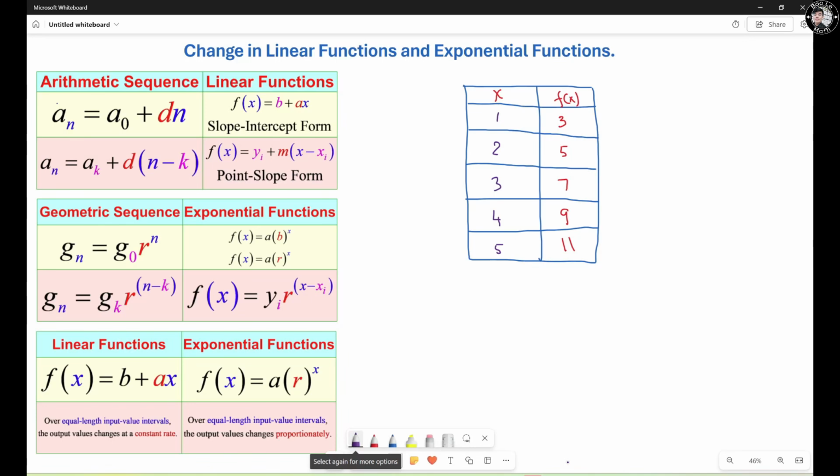Hello everyone, in this video we're going to explore topic 2.2, change in linear functions and exponential functions, of AP Precalculus. First we're going to explore the formulas on the left hand side right here. We're going to talk about the similarities and differences of the arithmetic sequence and linear functions.